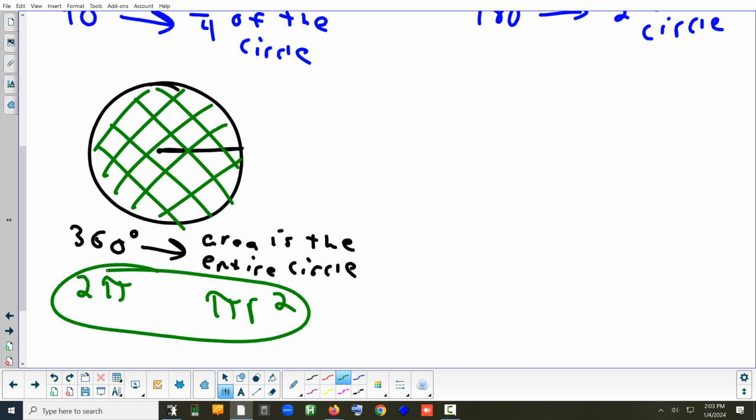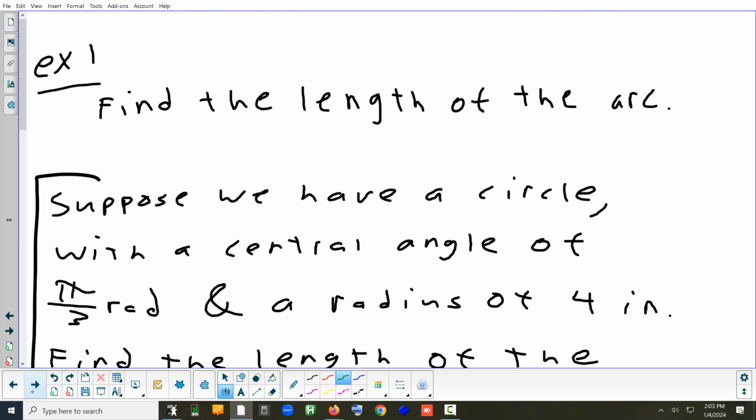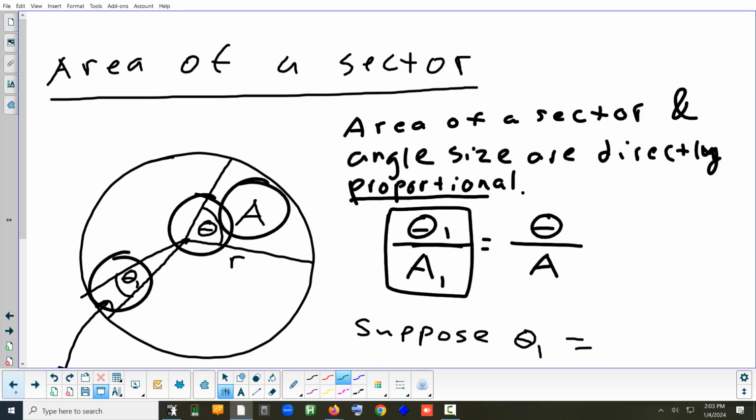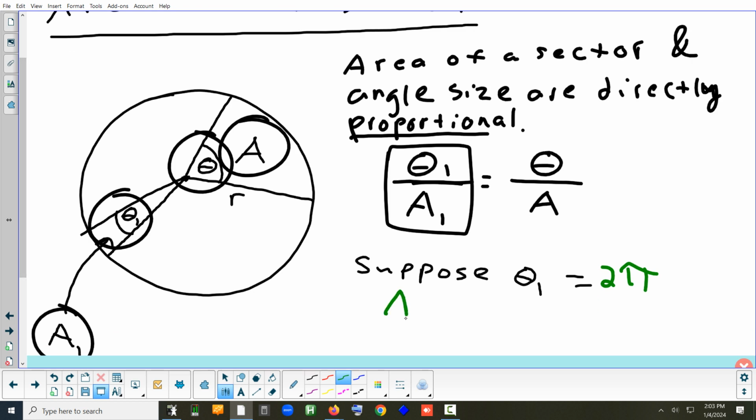So this is the true fact that we're going to use. If you make the angle 2 pi, you automatically make the area the whole circle. So an angle of 2 pi means an area of pi r squared. And that's just from geometry. We're not going to prove pi r squared. Let's fill that in our formula. All right. So let's suppose that our angle is 2 pi. What did we just say that makes the area?